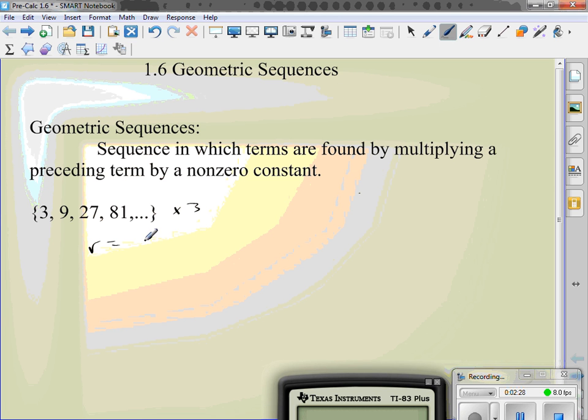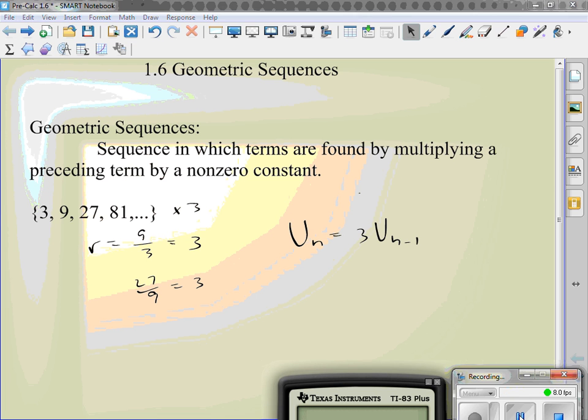we just took 9 divided by 3, which was 3. Just to show you the other one, 27 divided by 9 is also 3. So the recursive formula is u sub n equals 3 times u sub n minus 1. D stands for arithmetic, the difference. R is for geometric. All I have to do is take the term and the term before it to find the r. And the one thing I'm forgetting here is n is greater than or equal to 2.